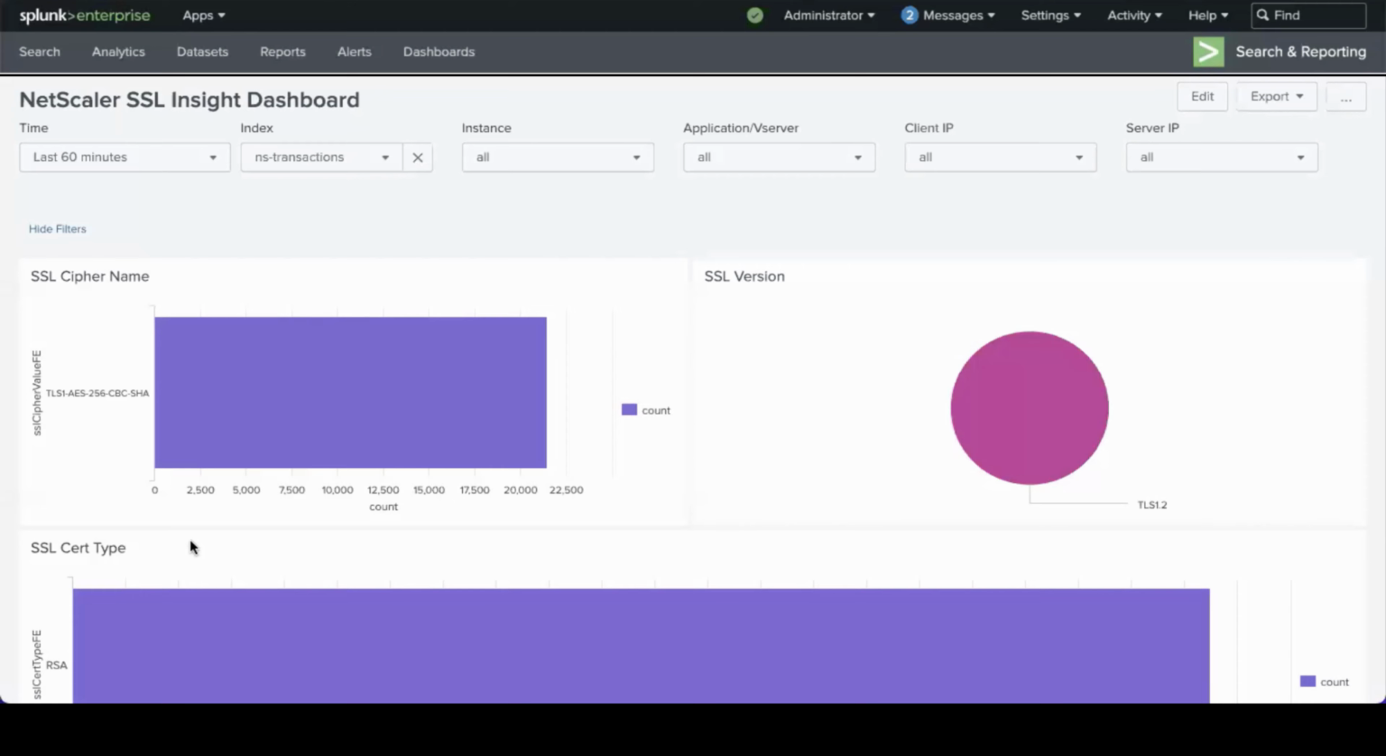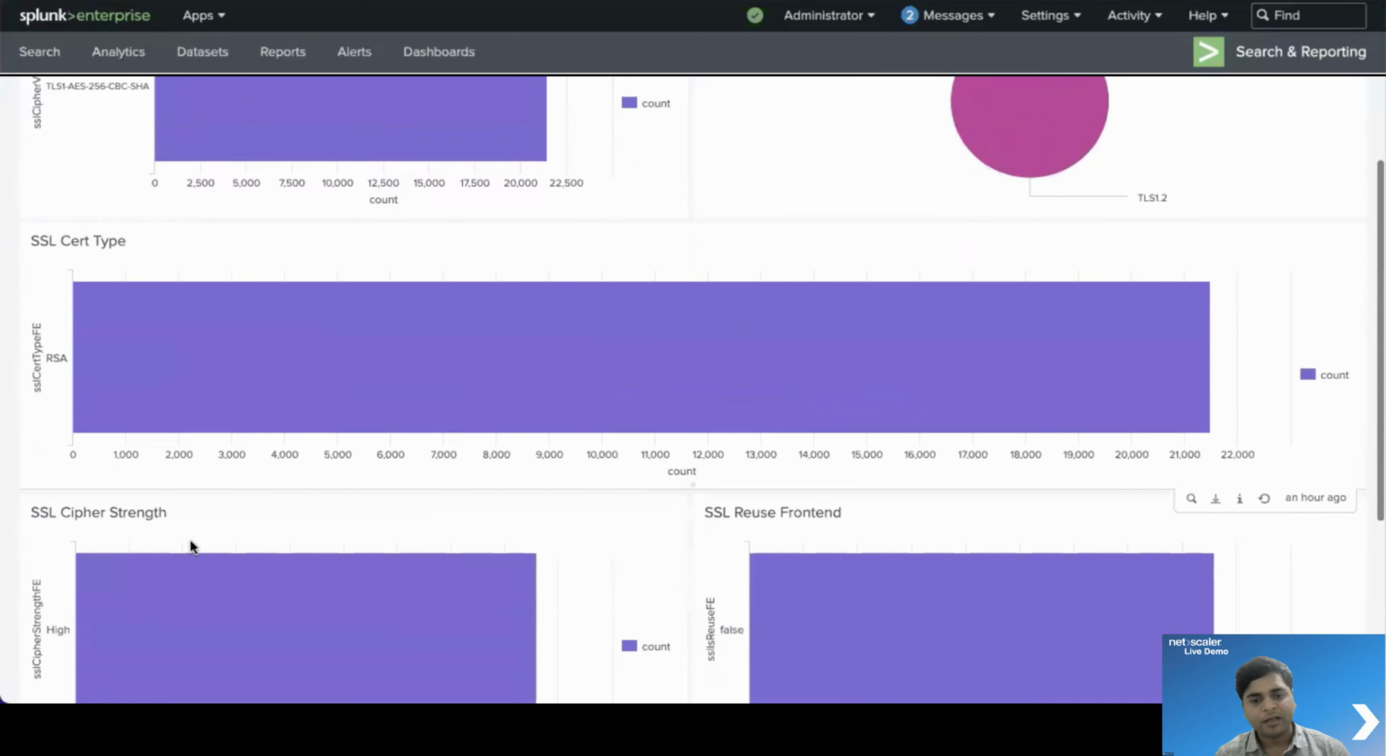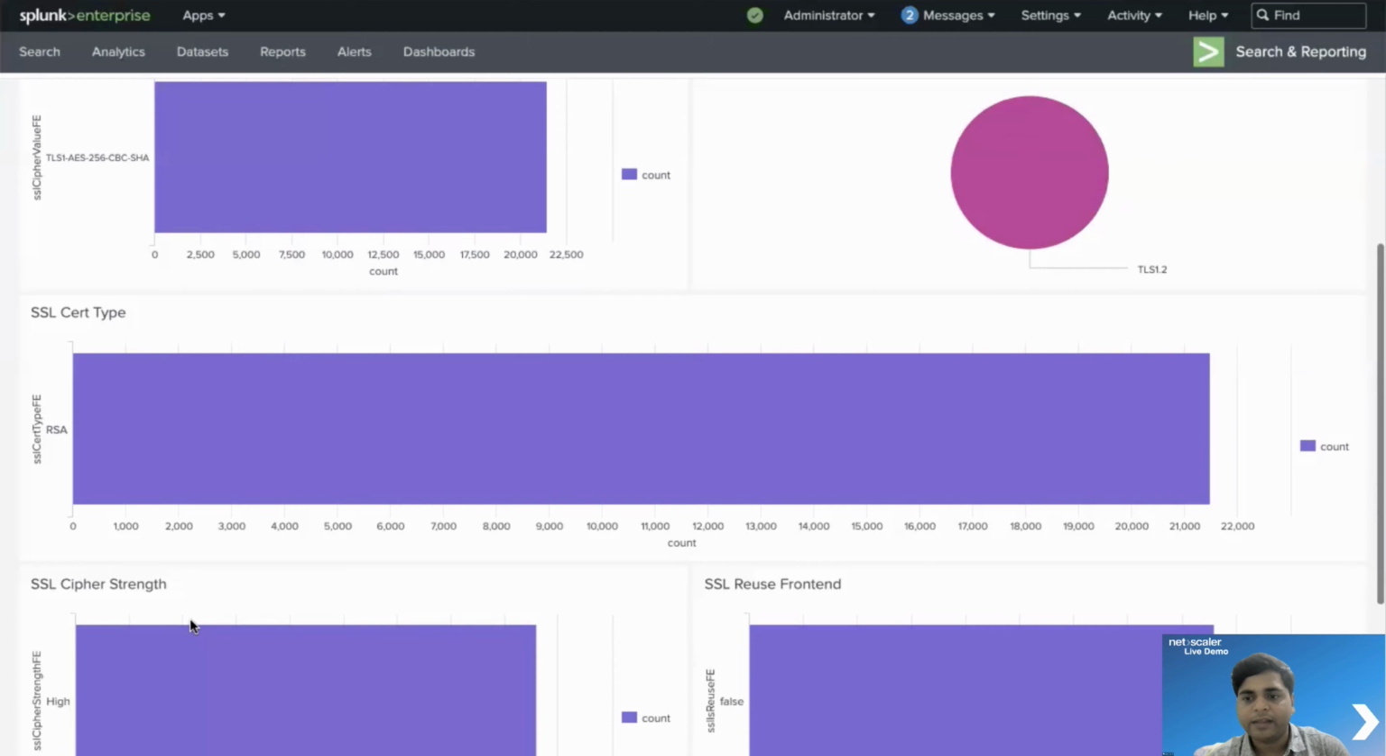Because nowadays almost every application runs on SSL. So this is a very important decision-making factor to know how healthy your application is in terms of SSL protocol usage. So these are the sample graphs we have plotted.